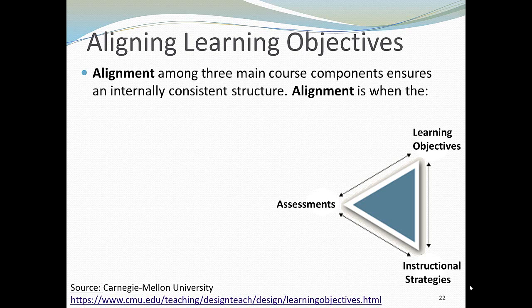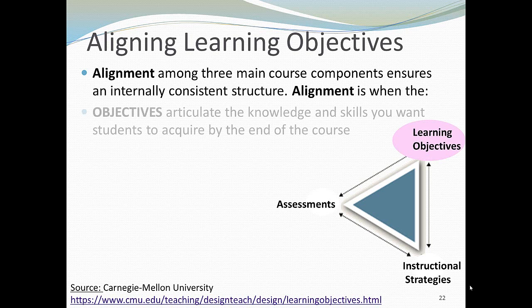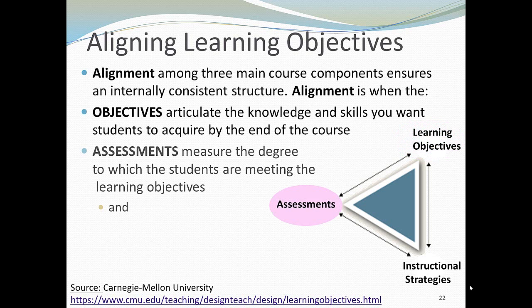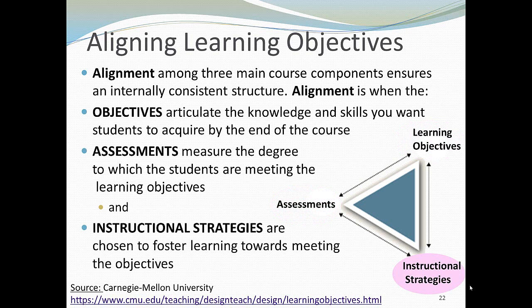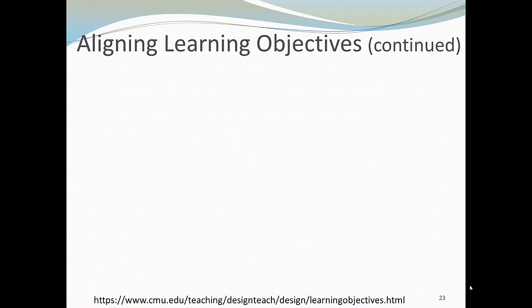But alignment is really the idea that, are your learning objectives measurable? Do they align with actually measuring in an assessment? And are your activities that you chose or your instructional strategies actually teaching those things? So you have your objectives, your assessments, and your instructional strategies. They work together to help you cement and then measure the delivery of learning.